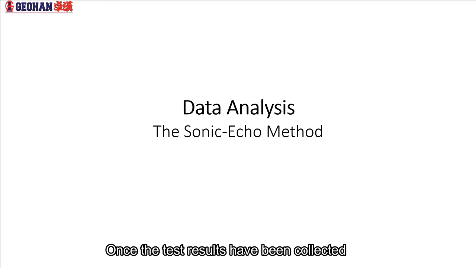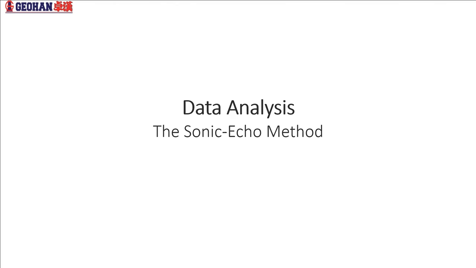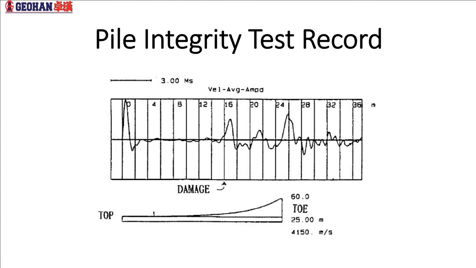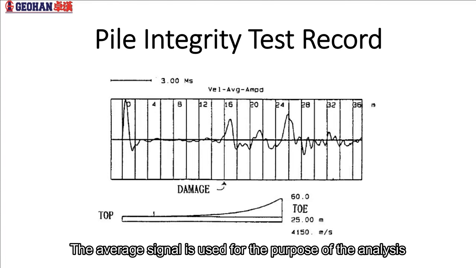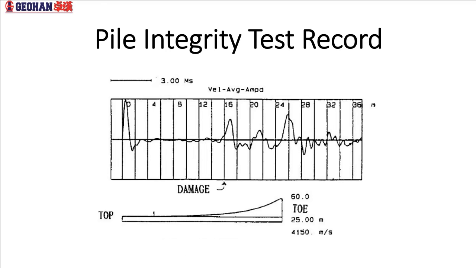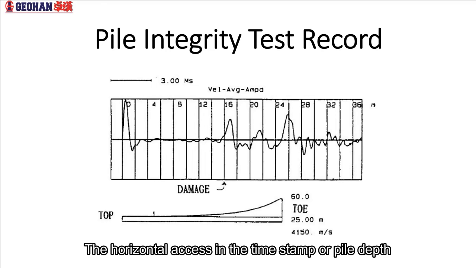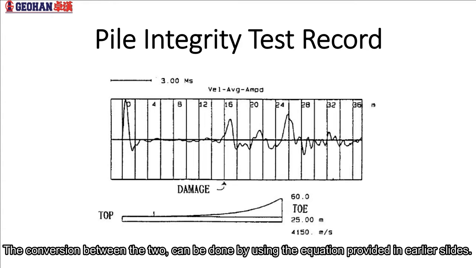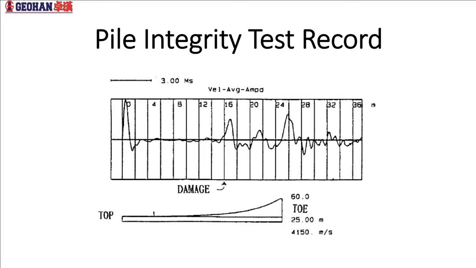Once the test results have been collected, we will move on to the data analysis. In general, the test results from the pile integrity test are displayed in a two-dimensional chart. The average signal is used for the purpose of the analysis. The horizontal axis is the timestamp or pile depth. The conversion between the two can be done by using the equation provided in the earlier slides.